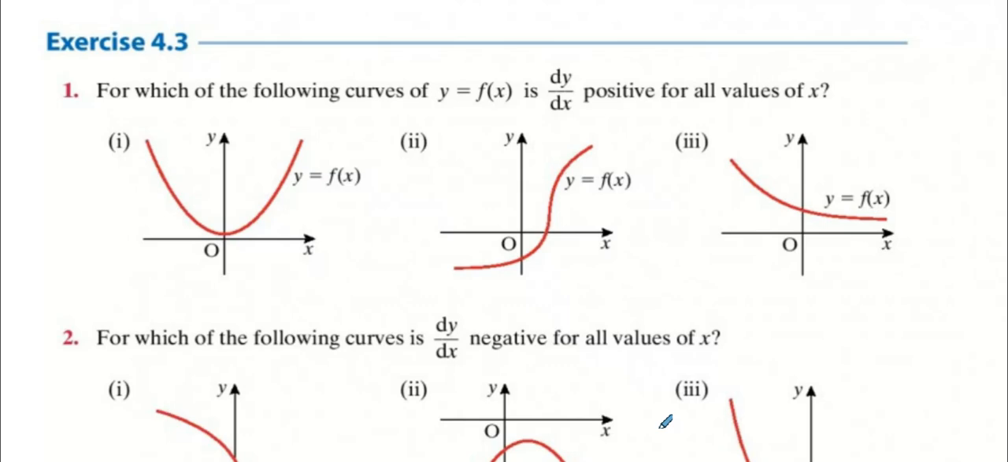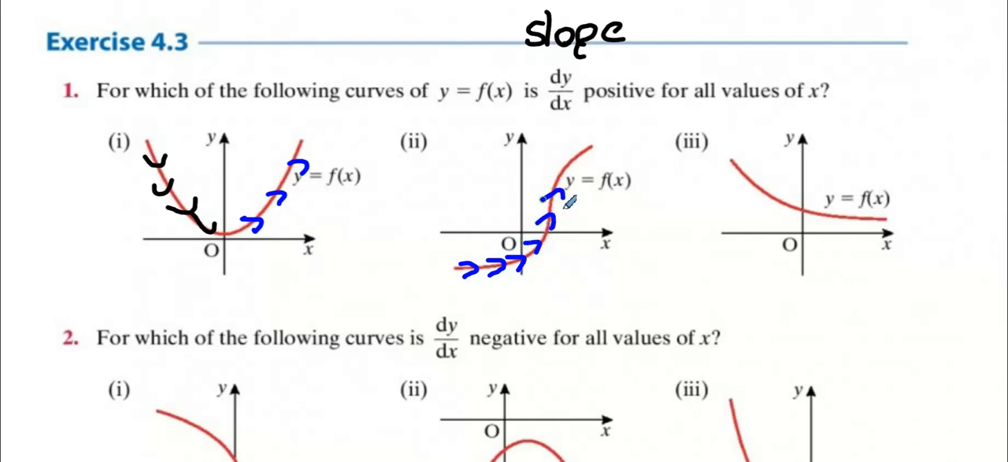Which of the following curves is dy dx? Dy dx means the slope. Which of the following curves has a slope that is always positive? Which one do you think? 1, 2, or 3? 1, the slope is negative, and then the slope is positive because it's on its way back up again. 2 always seems to be going slightly upwards, doesn't it? So the answer is 2.